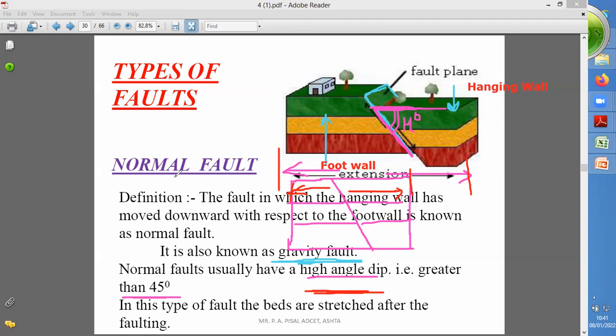You only have to remember the points. Hanging wall moves downward, footwall moves in the upward direction. It is also considered a gravity fault. The angle made by the fault plane with the horizontal layer is considered the hade, and it is always greater than 45 degrees. Due to this normal faulting, the beds are stretched, meaning the horizontal distance between these horizontal beds will be increased. So these are the important points related to normal faults.